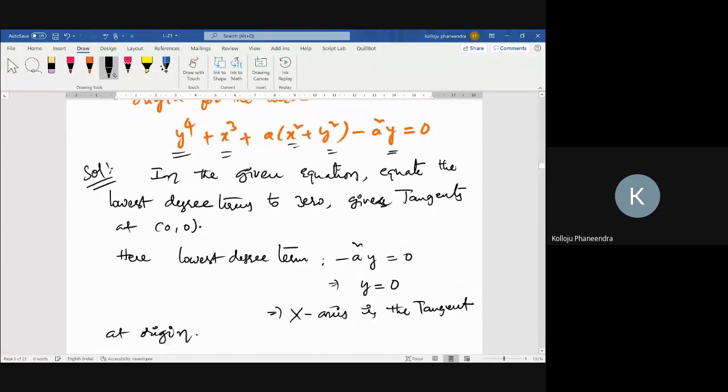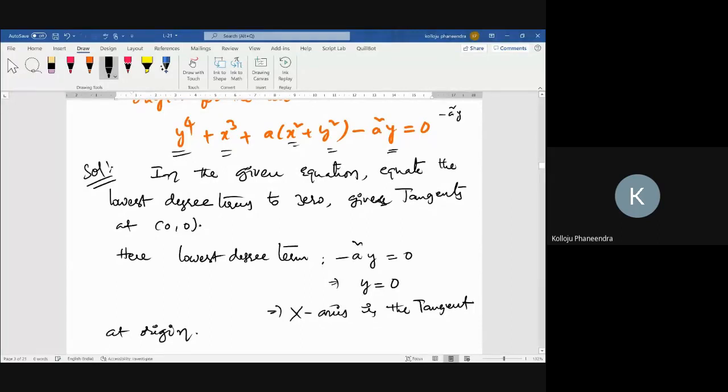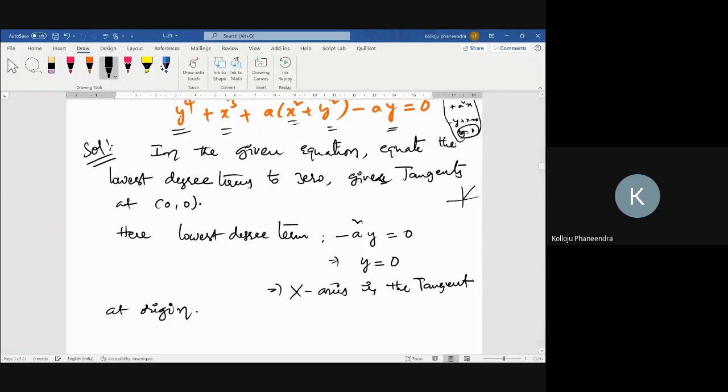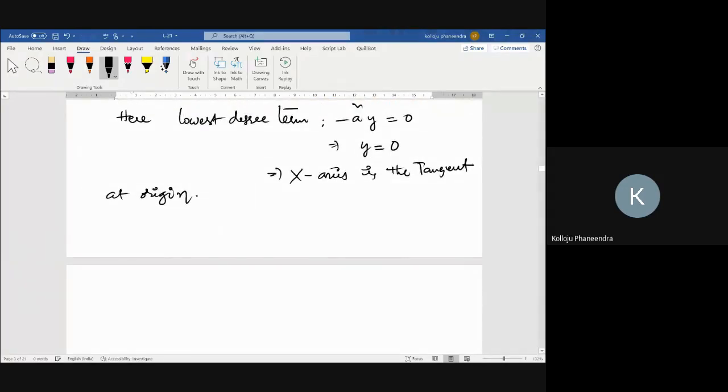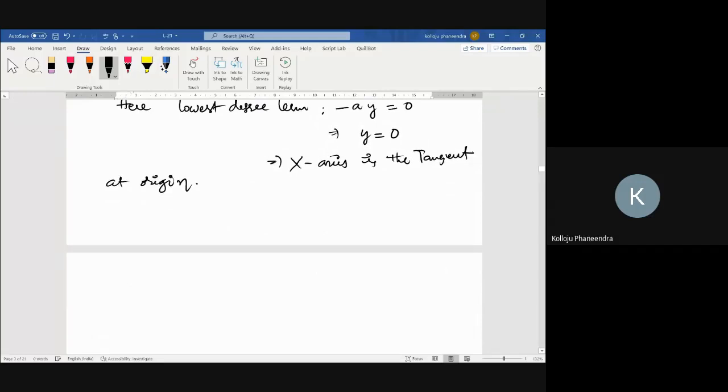For example, here the lowest degree terms: one is a square y, another one is, for example, a square x. Then both terms are there. If I equate it to 0, for example, this is plus, then you will get y plus x equal to 0, a square common, y equal to x. That means at the origin, y equal to x is the tangent. Just to get the idea, equate the lowest degree terms in the equation to 0, that gives the tangents at the origin. So here in this problem, we are getting y equal to 0, therefore the x-axis is the tangent at the origin.